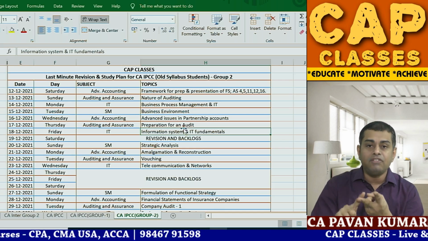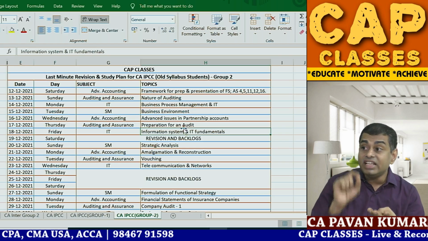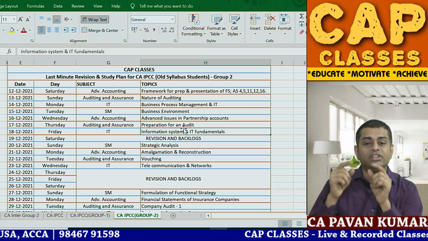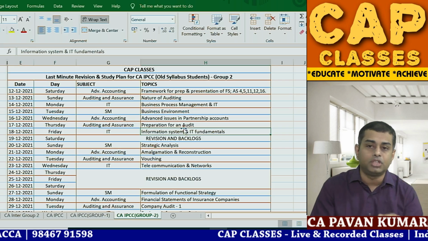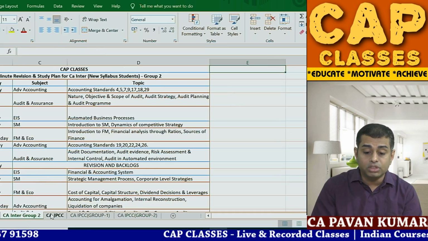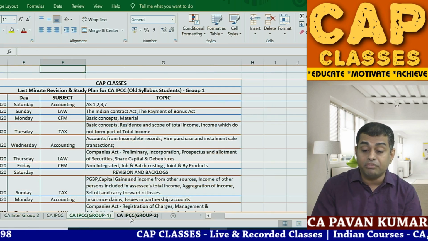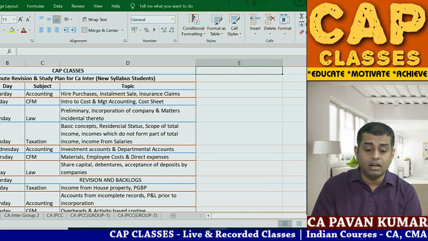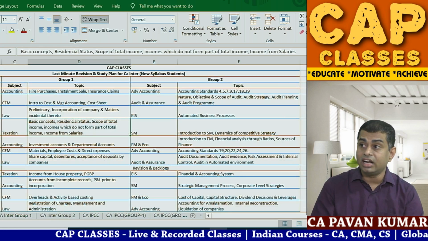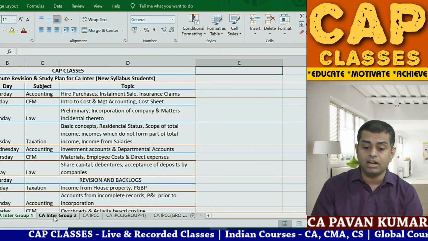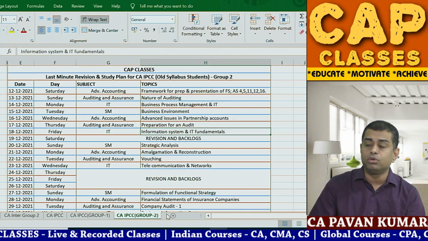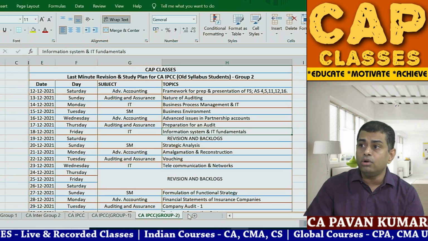one for CA Inter Group 1 students, one for CA Inter Group 2 students, one for CA Inter both the group students, one for CA IPCC Group 1 students, one plan for CA IPCC Group 2 students, one plan for both the group students. So you can see at the bottom here, CA Inter Group 2, CA Inter Group 1, CA IPCC Group 1, CA IPCC Group 2, and then CA Inter both the groups. Are you able to see this? This is CA Inter both the groups, this is CA Inter Group 1, this is CA Inter Group 2, CA IPCC both the groups, IPCC Group 1, IPCC Group 2, and all these are going to help you in your preparation.